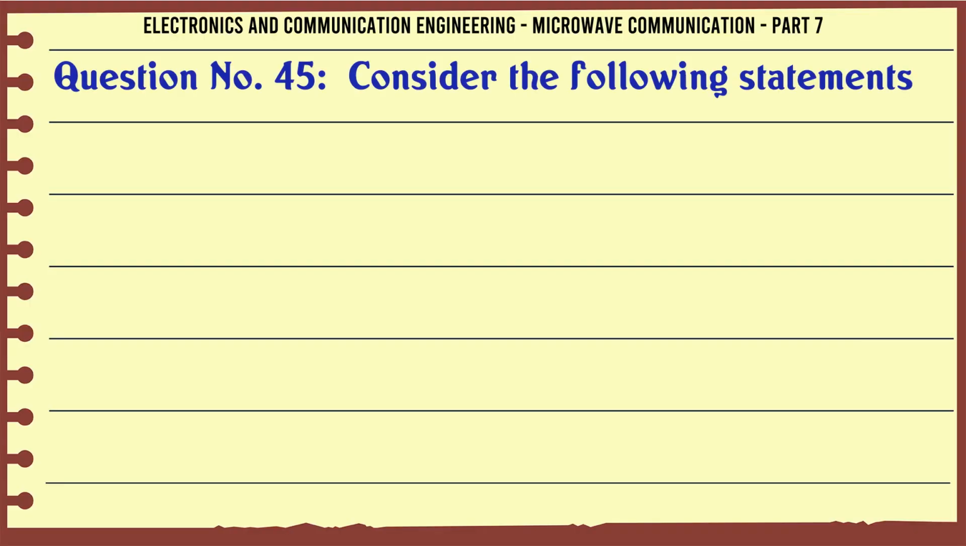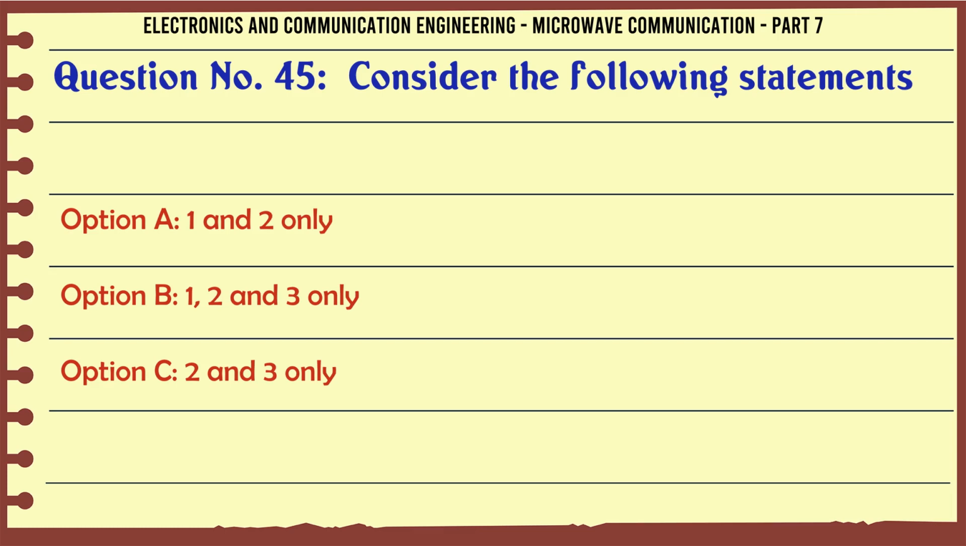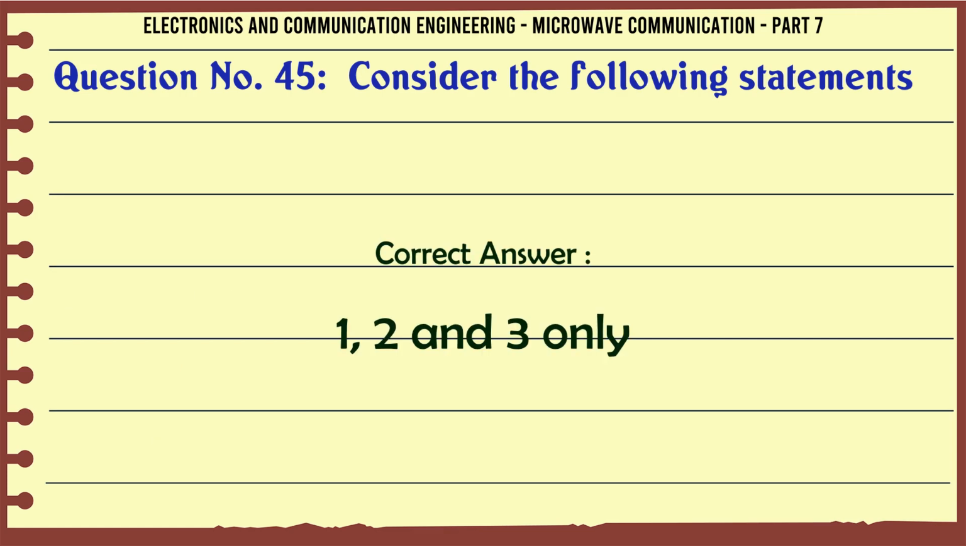Consider the following statements. A. 1 and 2 only. B. 1, 2 and 3 only. C. 2 and 3 only. D. All. The correct answer is 1, 2 and 3 only.